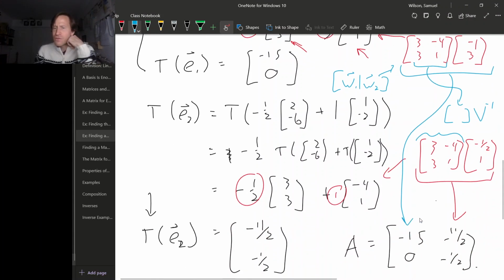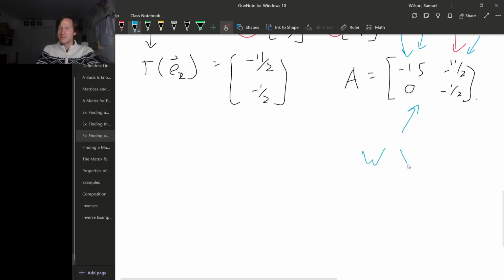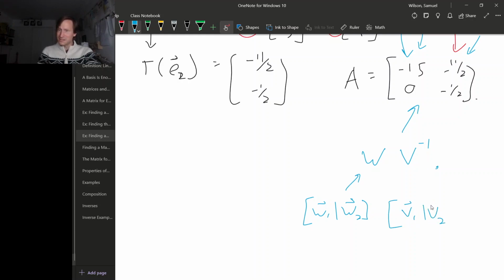So to get the first column of A, we use these coefficients to form a linear combination of these columns. And then to get the second column of A, we use these coefficients to form a linear combination of the same columns. But that's what matrix multiplication does, right? Matrix multiplication just takes the columns from the matrix on the right and uses them to form linear combinations of the columns of the matrix on the left. So it looks like what this is is W times V inverse, right? And W was just the matrix with our original output vectors, and V inverse is the inverse of the matrix with our original input basis. So that makes you wonder if that's a coincidence or if this is always going to happen.